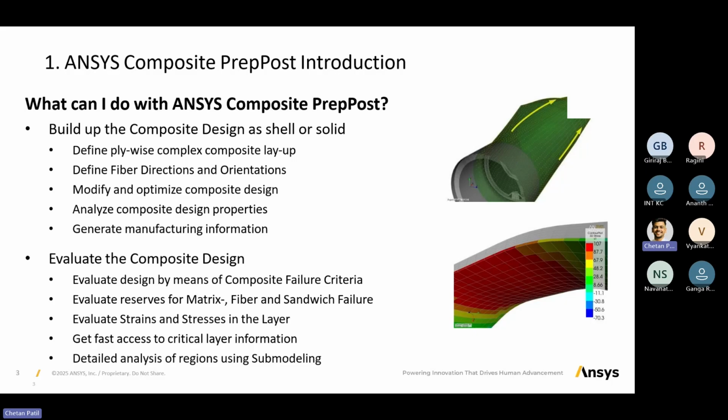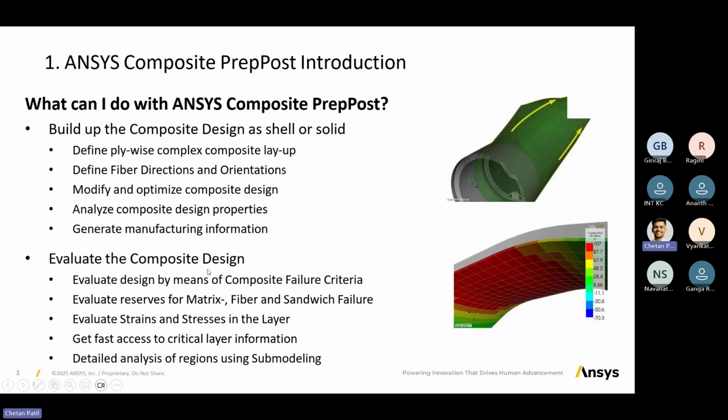So if you want to acquire the actual curvature on the geometry, how can it be achieved for the manufacturing process? That information can also be analyzed over here. We are also going to see how we can generate the manufacturing information with respect to whatever plies we might be using for the simulation.